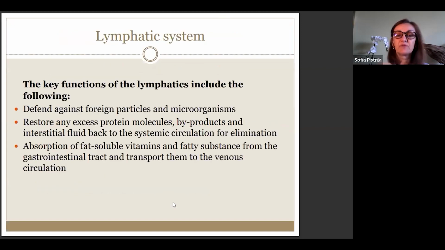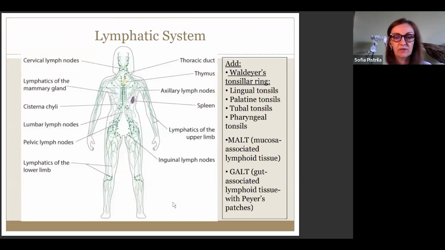So let's jump to the lymphatic system, which is part of that ECM. I'm going to go very fast through the key functions of the lymphatic system. Defend against foreign particles and microorganisms, return excess protein molecules and byproducts from the interstitial fluid back to the systemic circulation, which is the venous circulatory system, and absorb fat-soluble vitamins and fatty substances from the gastrointestinal tract. These are the main ones. There are many other ones, but these are absolutely the main ones that we talk about.